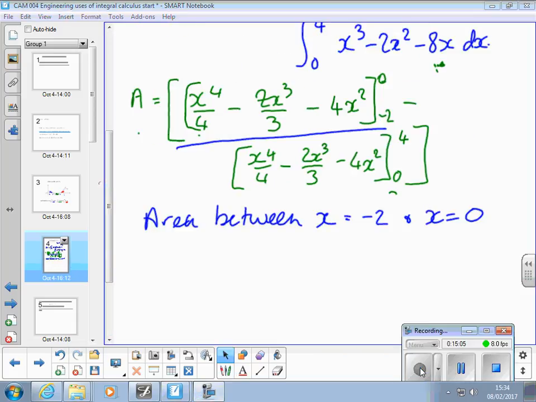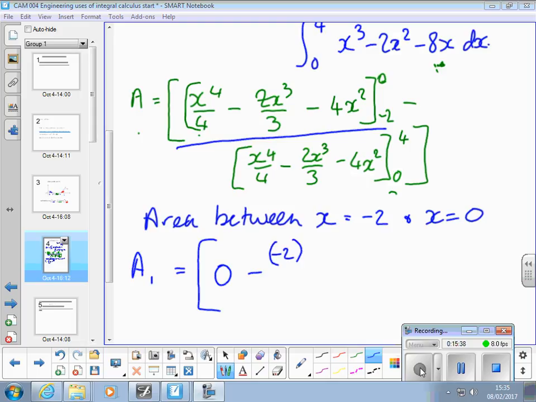Yep. So we'll call that A1, and that's equal to, put the brackets in, 0, because if that's 0, the whole thing is 0, isn't it? Everyone agreed or not? Yeah? Minus, now we put that in when the limit is minus 2. So we've got minus 2 to the power of 4 over 4.